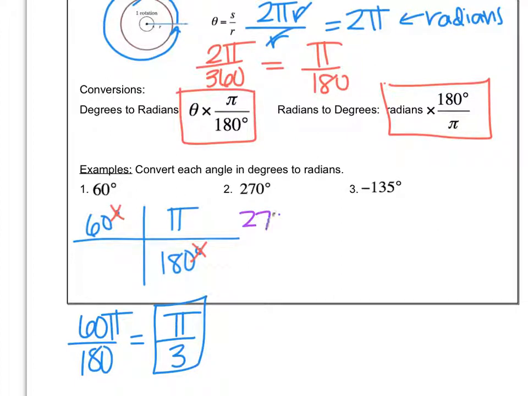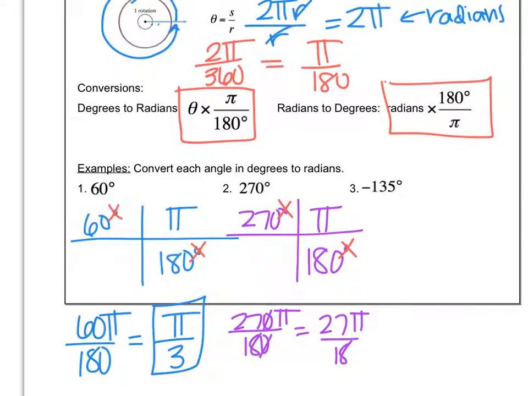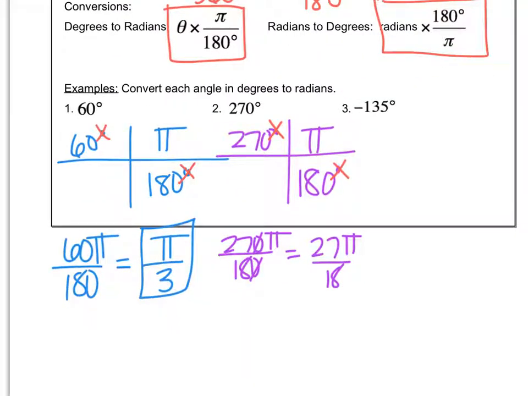So again, 270 degrees converted to radians means I have to put degrees on the bottom so they'll cancel. Pi goes on top. Cancel those out. We get 270 pi over 180. These cancel. It's going to take me a little bit longer to reduce. I can cross out the zeros and then I can reduce those by 9. So it's going to be 3 pi over 2 in radians. So anything with a pi is considered a radian answer. Anything with a degree is a degree answer. They're two different measurements.